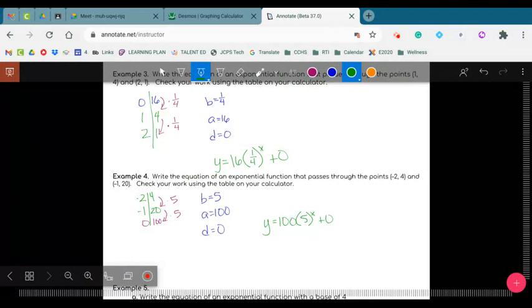Okay, so let me know if you guys have any problems writing those. You still need to make sure you write your points in order from left to right. So your x values need to go from least to greatest. So keep an eye on that one.